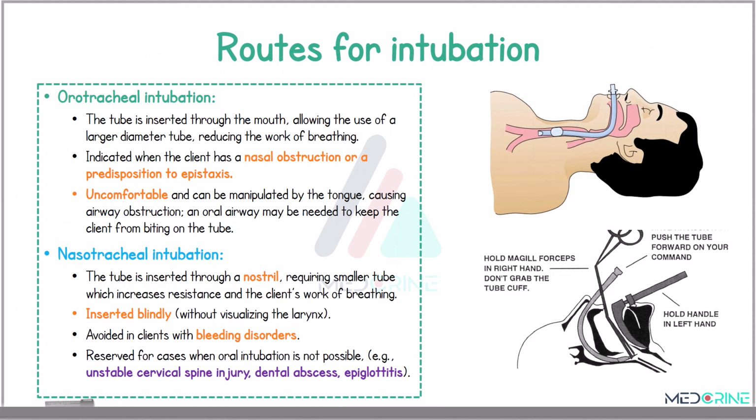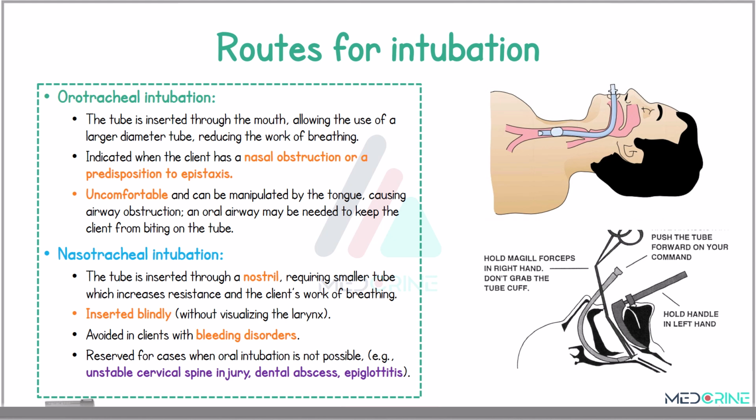We have two main routes of intubation: orotracheal intubation and nasotracheal intubation. In orotracheal intubation, the tube is inserted through the mouth, allowing the use of a larger diameter tube and reducing the work of breathing. This route is indicated when the client has a nasal obstruction or a predisposition to epistaxis. It is quite uncomfortable and can be manipulated by the tongue, causing an airway obstruction. An oral airway or a Guedel airway may be needed to keep the client from biting on the tube.